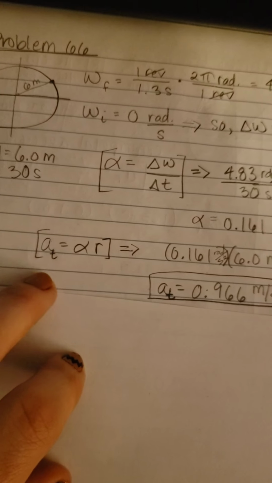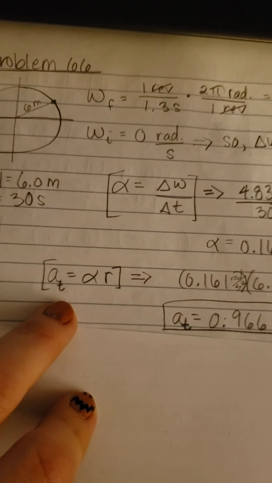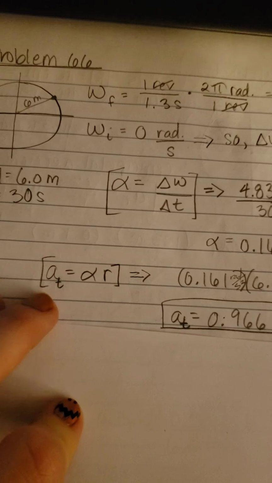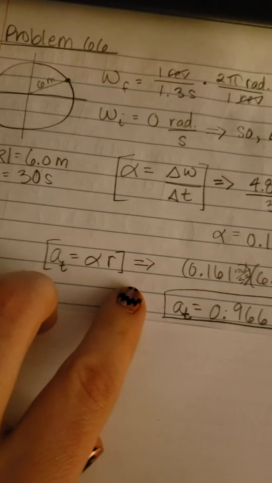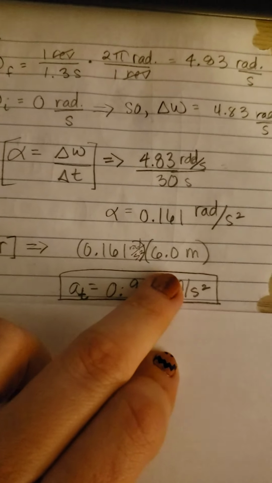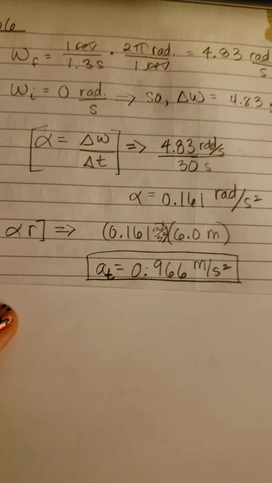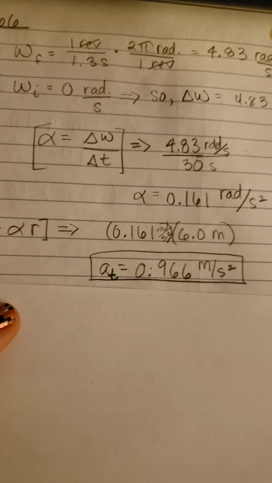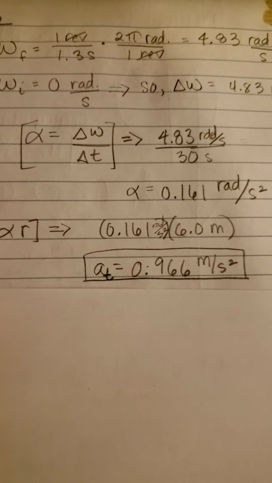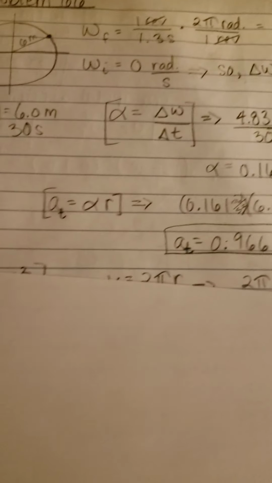Next, we can use that angular acceleration to find our tangential acceleration, which we just times by the radius, which is 6.0 meters, and have our final tangential acceleration at 0.966 meters per second squared.